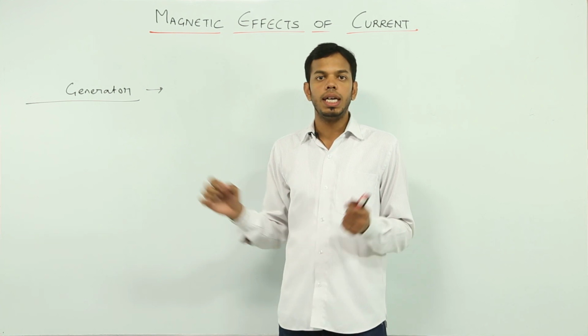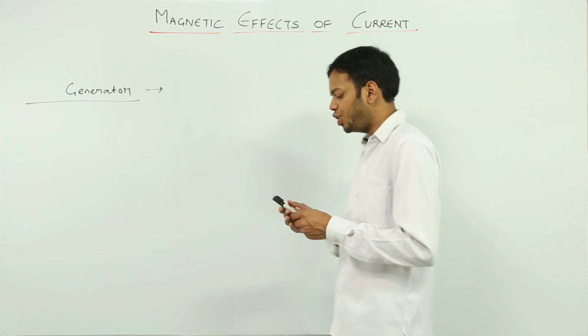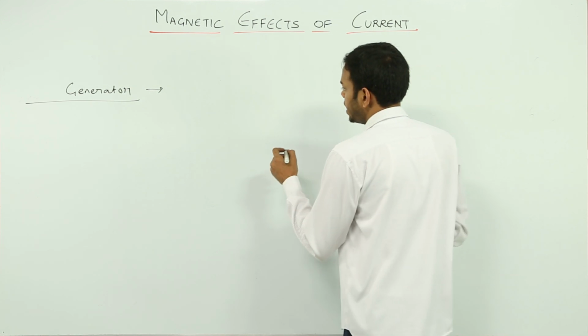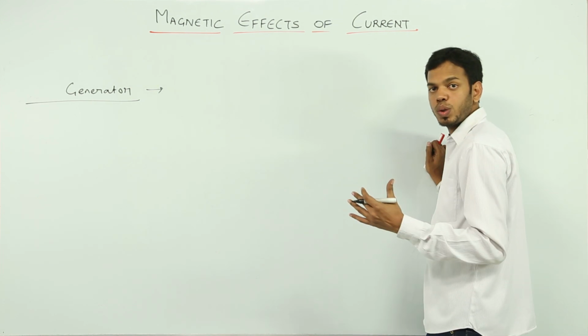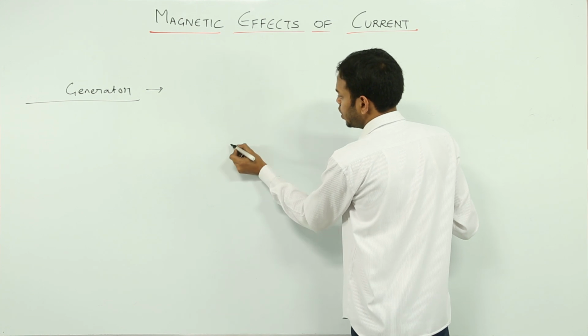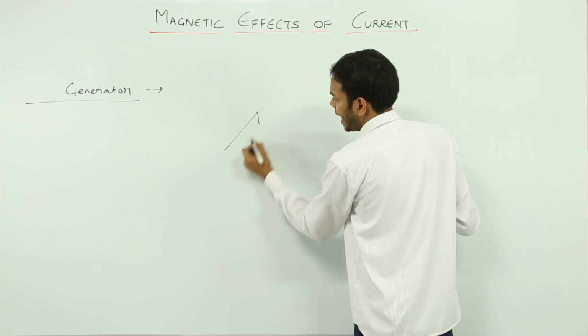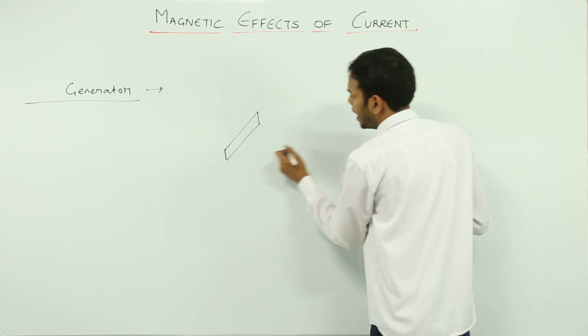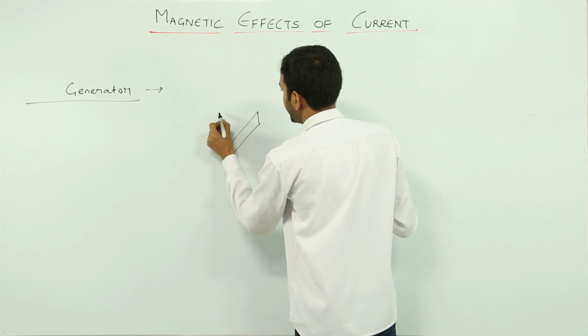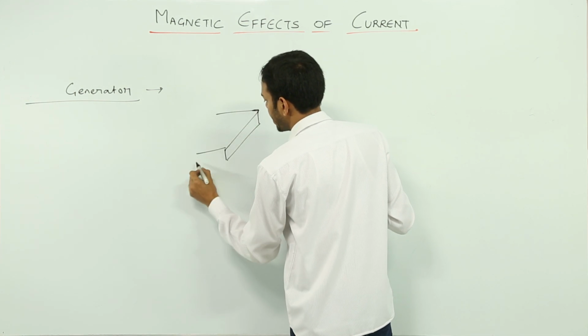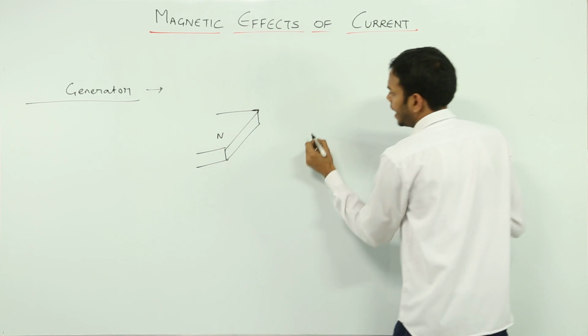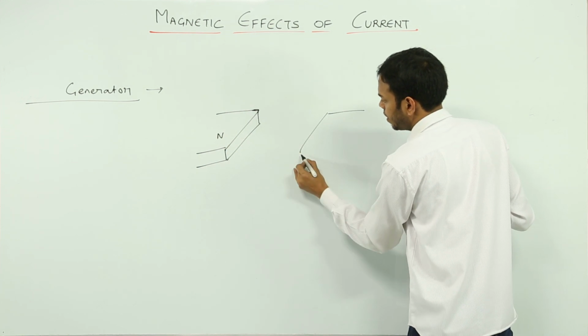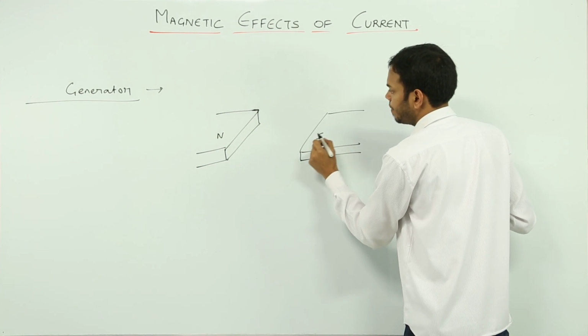That phenomenon is applied in a generator. So what is a generator? A generator is a device which produces electricity. So suppose we have a magnetic field. I am drawing the bar magnets. This is my bar magnet. This is the North Pole, and similarly I have a South Pole here.